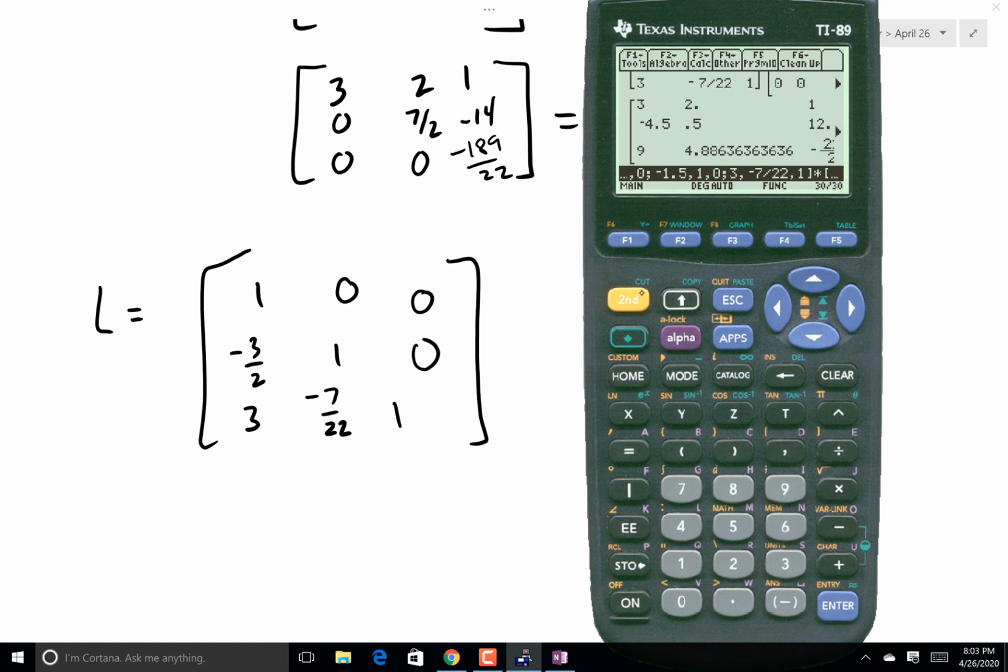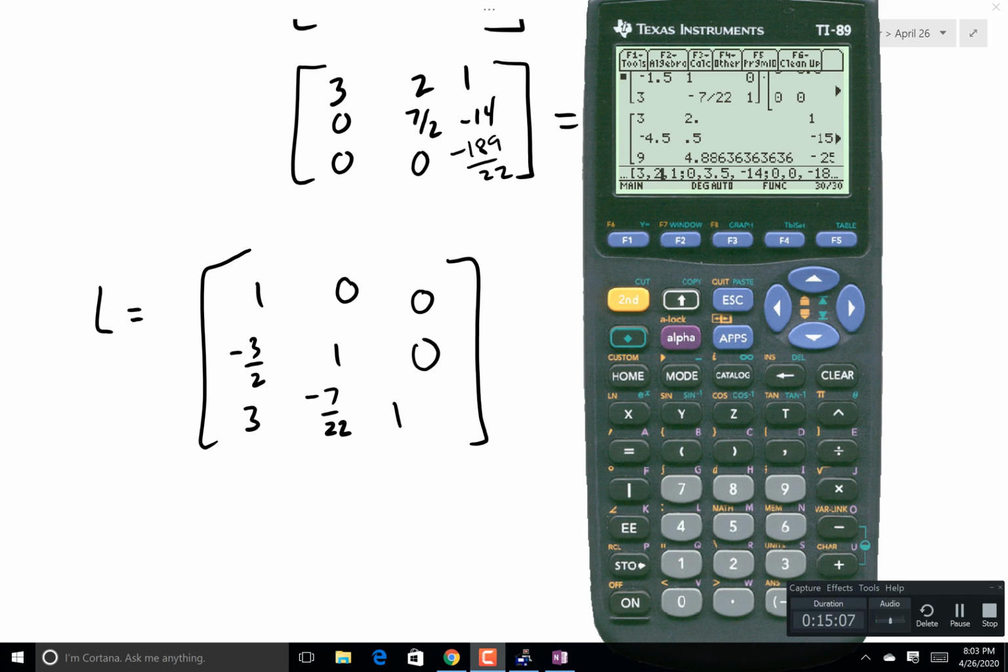Not quite. Okay, so that means I typed something in goofy, probably. Here, let's see what I did wrong. Good Lord. All right. 1, 0, 0, negative 1, 5, 0, 3, negative 7/22, and 1. 3, 2, 1, 0, 3.5, negative 14, you loser. Okay, it's closer. All right, and let's see what else I messed up. 0, 0, negative 189 over 22. All right, I'm messing something up. Just a second while I find my mistake.